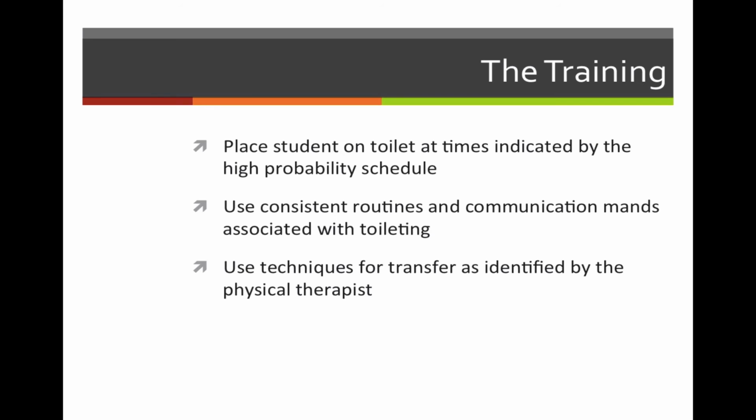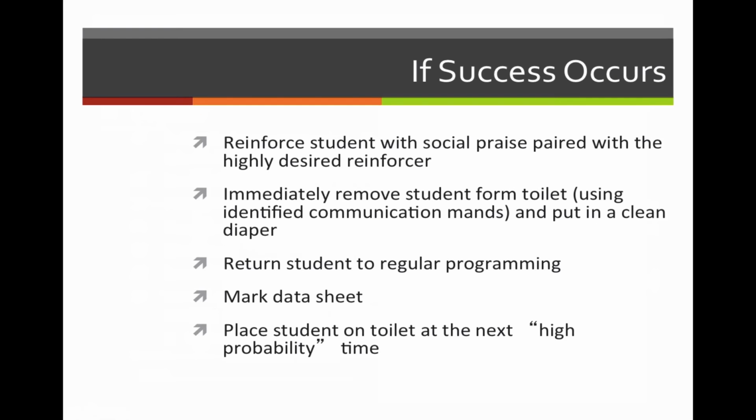The difference between this group of students and the previous group of students is rather than the whole every 5-minute dry check and every 30 minutes, we're doing this based on the high probability schedule that was identified in baseline. We're being consistent and we're using techniques to transfer. And then if success occurs, you'll see it's very similar. High reinforcers. The minute that they do use the toilet, we want to remove them from the toilet, put on a clean diaper. These are kids that are going to be diapered because they have more significant needs, and they're more likely to have accidents, so we don't want to do the cleanups.